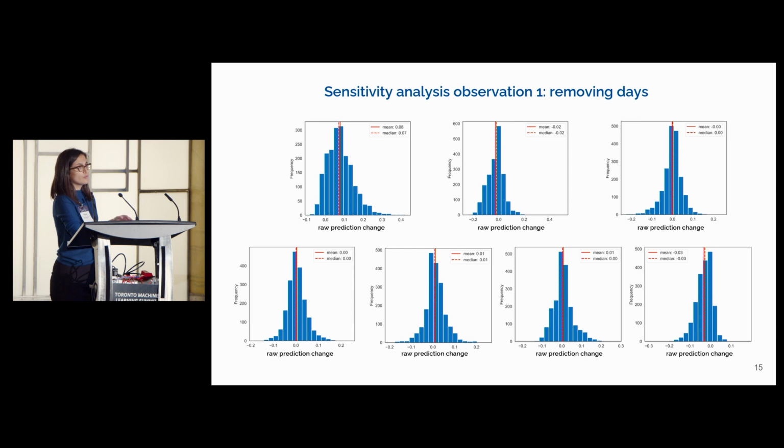So we did this for example, we zeroed day 1 for all the samples within our test set, and we calculated the mortality prediction, and we then compared it to the baseline prediction. And then we repeated this for each day of the week, one by one. And here you can see the histogram of raw model prediction change compared to the baseline model when we zeroed each day of the week.